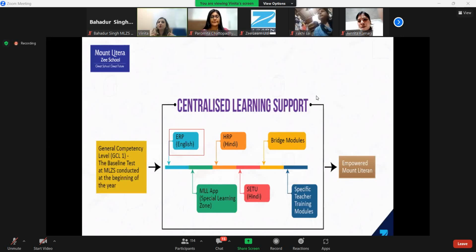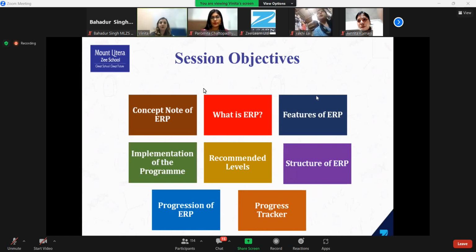Today, the focus is going to be on the English readiness program. Right, educators? Let's understand, on that note, what is our session objective? We are going to understand how ERP, the English readiness program, was conceptualized. What is an ERP? What are the features? The implementation program: how am I going to roll out this program in my class? What are the recommended levels? What is the structure of ERP? The progression, the flow of it, and then the progress tracker.